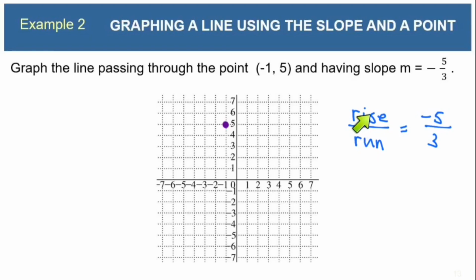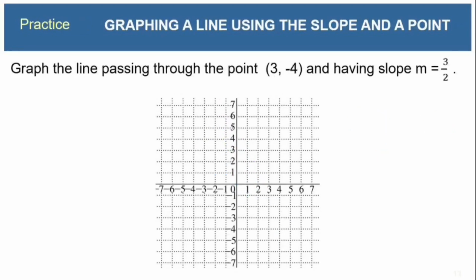And so if we think of slope as rise over run, we'll have a rise of -5 and a run of +3. So from here, I'm going to go down 5, 1, 2, 3, 4, 5, and right 3, 1, 2, 3, and this is where my second point will go. And then I connect the two dots with a straight line. And so that's how that works. Notice again that because we have a negative slope, we have a line that is slanting downhill as we go from left to right. Now here is a similar example for you to practice with.